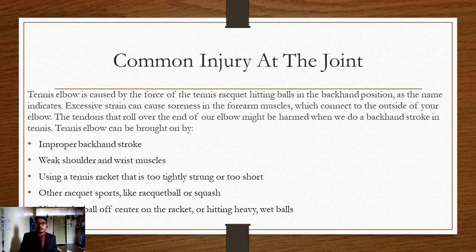So, tennis elbow is caused by the force of the tennis racket hitting balls in the backhand position, as the name indicates. Excessive strain can cause soreness in the forearm muscles, which connect to the outside of your elbow. The tendons that roll over the end of our elbow might be harmed when we do a backhand stroke in tennis. Tennis elbow can be brought on by improper backhand stroke, weak shoulder and wrist muscles, using a tennis racket that is too tightly strung or too short, other racket sports like racquetball or squash, and lastly, hitting the ball off center on the racket or hitting heavy, wet balls.